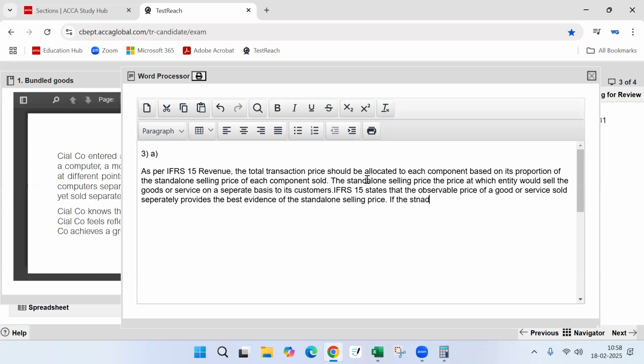If the standalone selling price is not readily available, the entity should estimate the selling price of each component of the contract using all the information available.